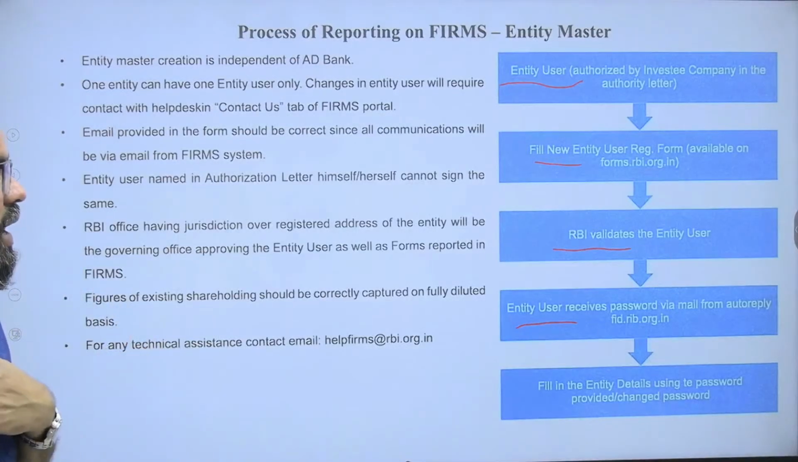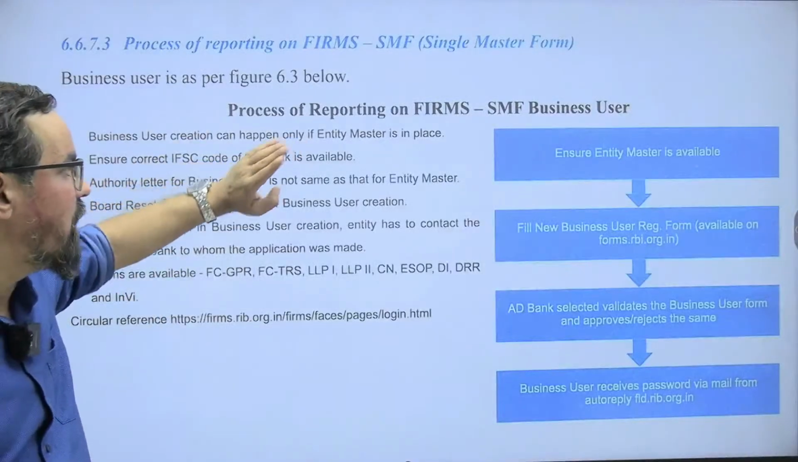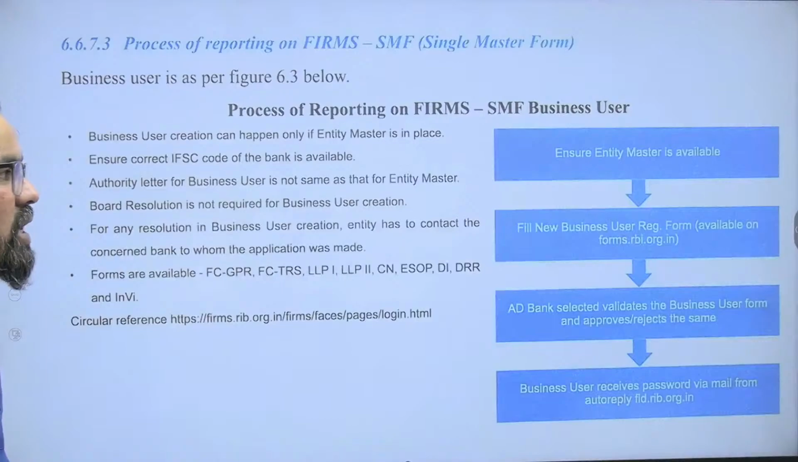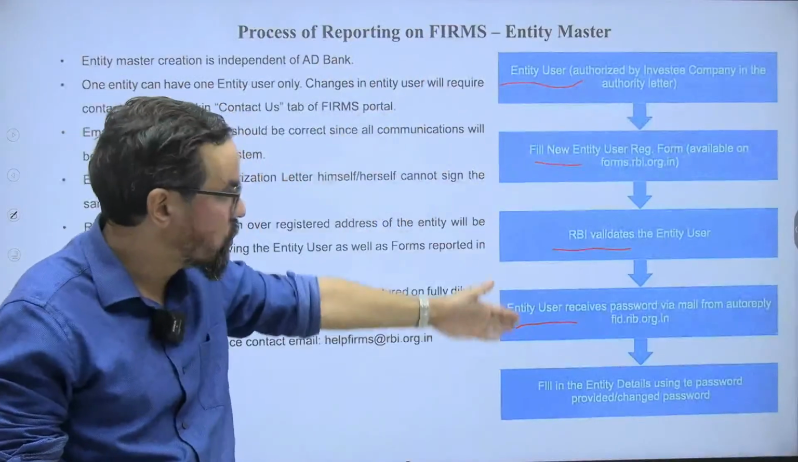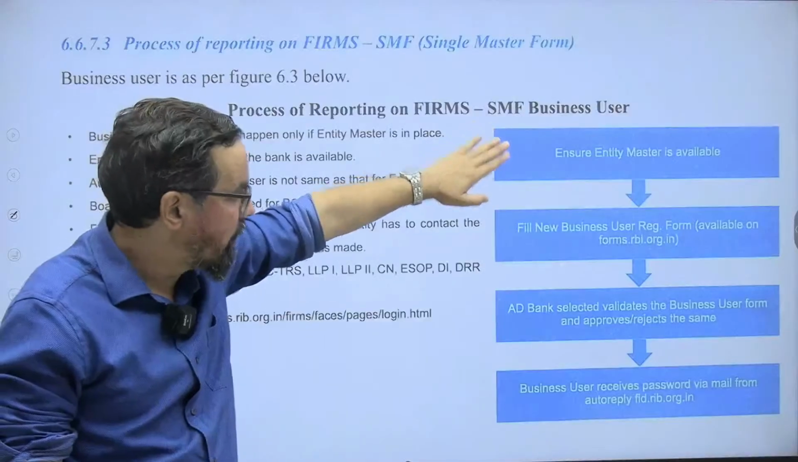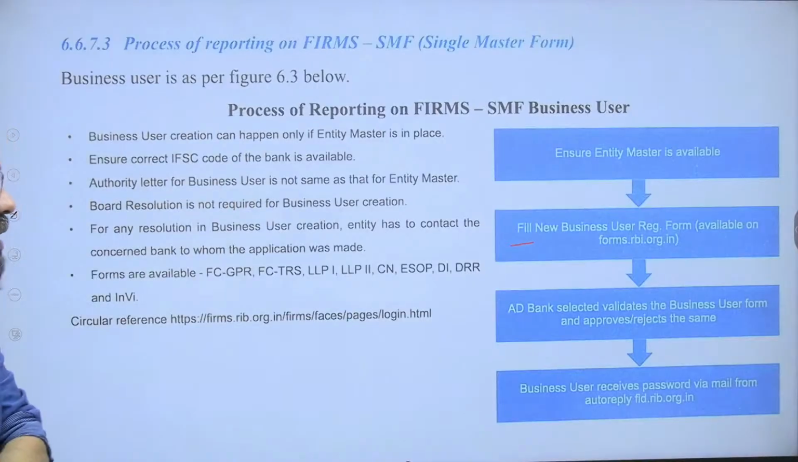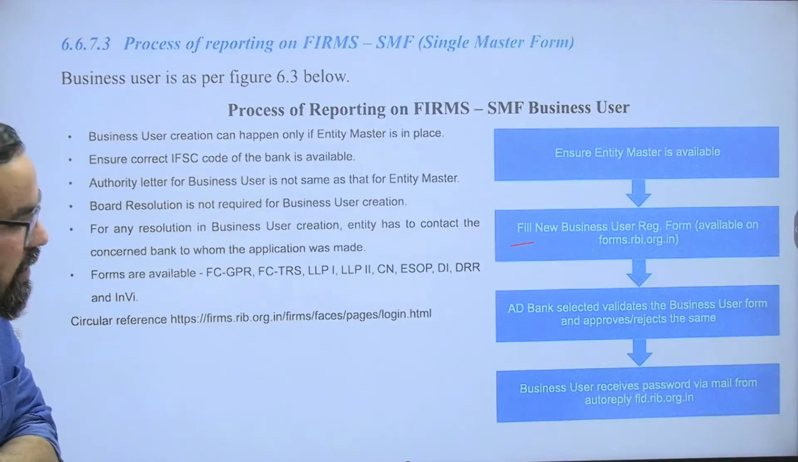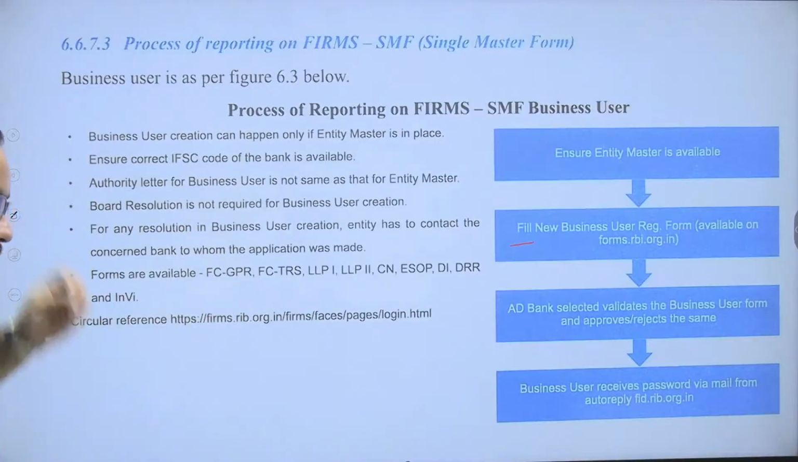Okay? Entity master, it is called. This is the process of reporting on FIRMS. Ensure the entity master is available, and how you will take that entity master. This is the rule. The second one is the new business user registration form. The authorized bank selects and validates the business user, approving or rejecting it. The business user receives a password by mail as well. Okay? So this is the process for reporting on FIRMS.